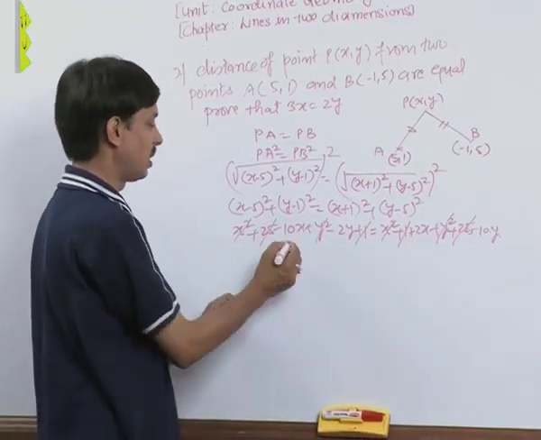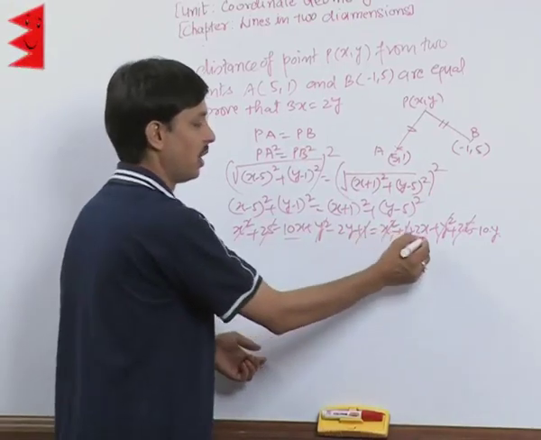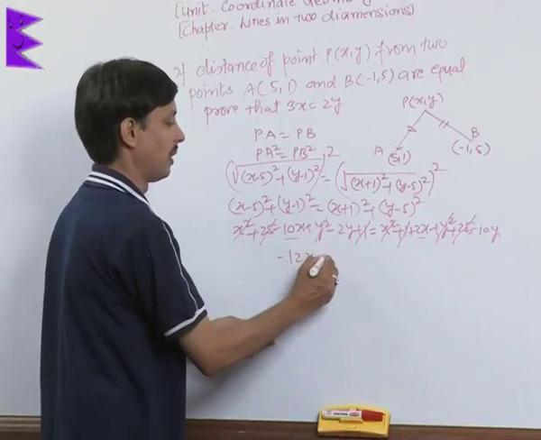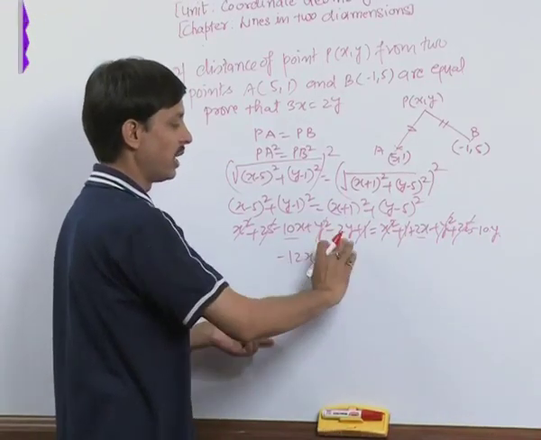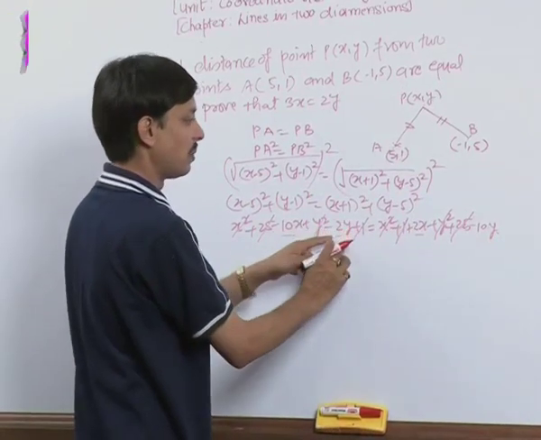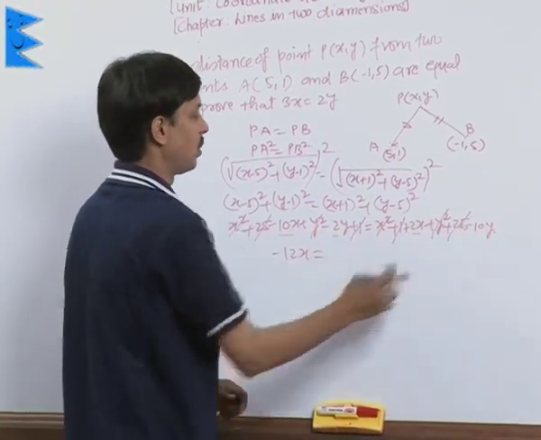We are left with what? It is minus 10x. It is plus 2x. When shifted it becomes minus 12x. And minus 2y when shifted to this side, this becomes what? This is minus 2y. This is minus of 10y.